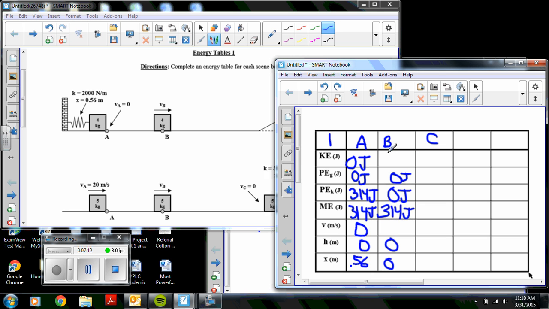So we can figure out that all of the energy right now must be kinetic energy. So we're going to put 314 into this box here. 314 joules.